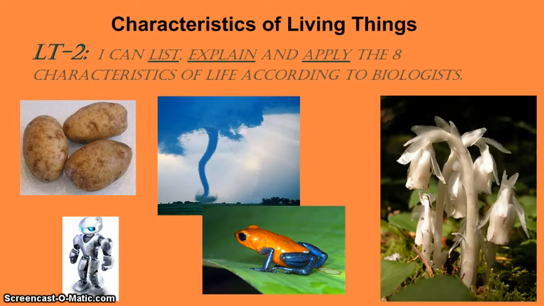So we have 8 characteristics that biologists have identified that define something as living, and this is learning target 2 in the nature of life unit. I can list, explain, and apply the 8 characteristics of life according to biologists. So we're going to go through the list, explain them a little bit, and then you will be asked in class to apply them.